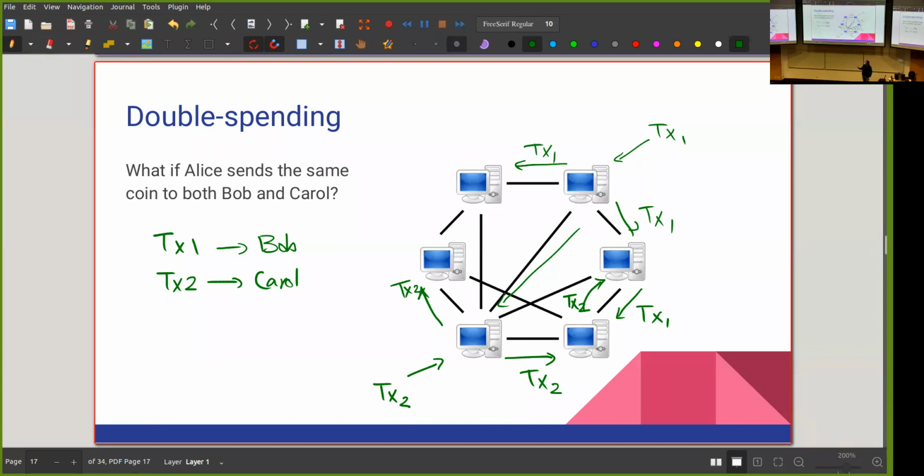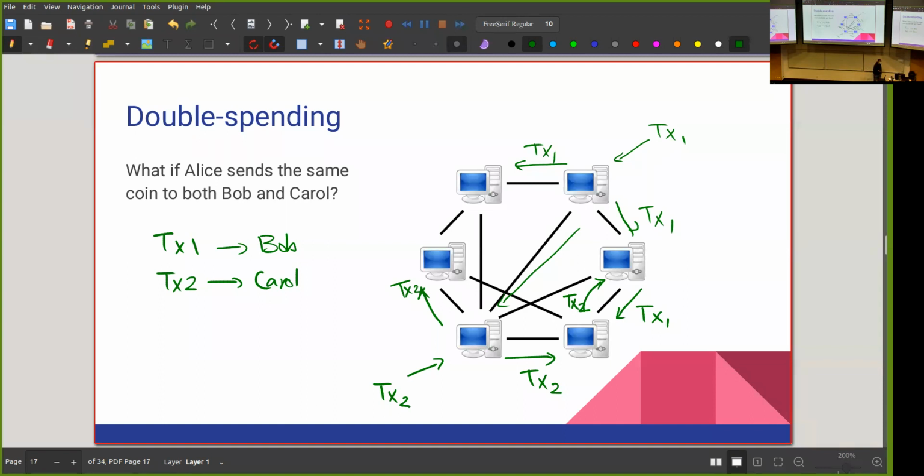right? So if Alice created transaction 1 first, then by the time she created transaction 2, she didn't have any money left. So transaction 2 should be invalid. But if Alice created transaction 2 first, then transaction 1 should be invalid.